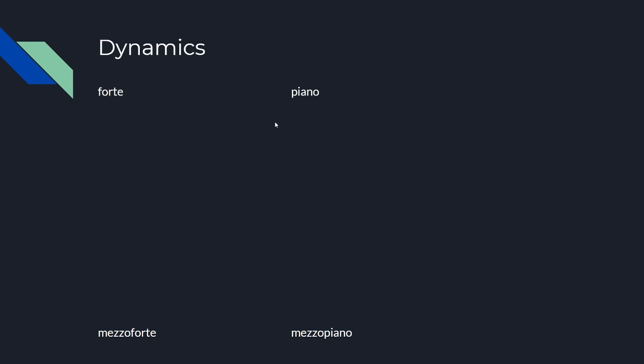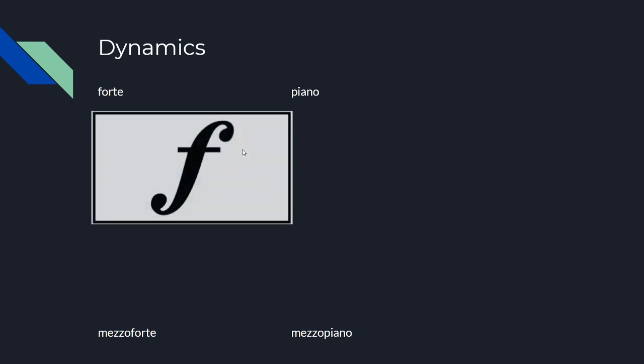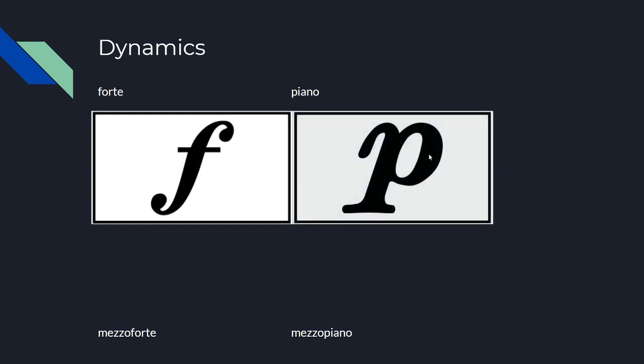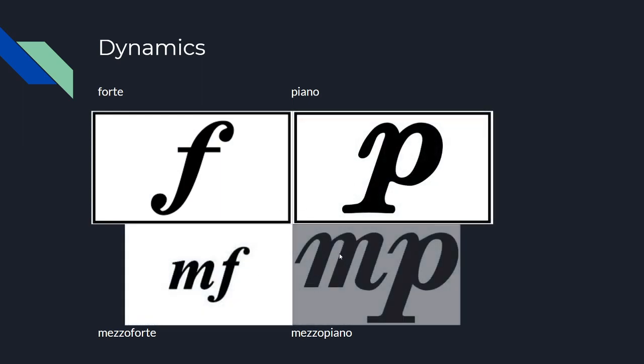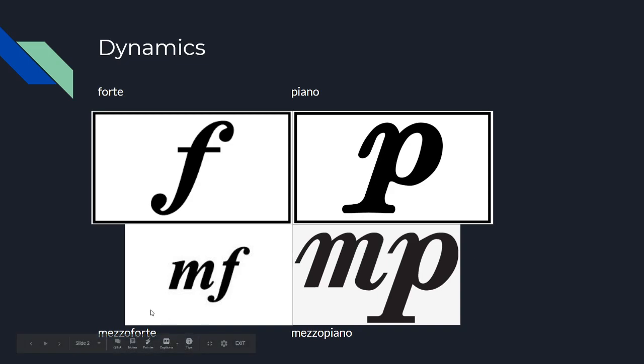First, let's learn about dynamics. There are four main dynamics: forte, which looks like an F, piano, which looks like a P, mezzo forte, which looks like an MF, and then mezzo piano, which is noted as MP. As a rough translation, forte is loud, piano is soft, mezzo forte is less loud, and mezzo piano is less soft. Therefore, mezzo forte is a bit softer than forte, while mezzo piano is a bit louder than piano.